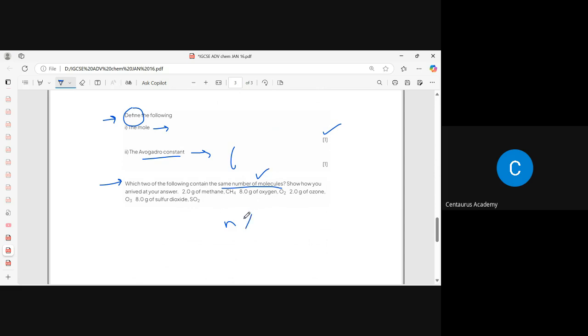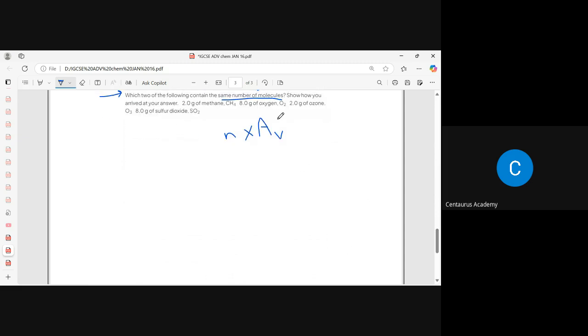This is your first step. Then you have to carry forward and multiply this with the Avogadro's constant, that constant numerical value. Then find out the total number of molecules each of these substances have. And lastly, you have to write a concluding statement that these two substances have a similar number of molecules or particles. And how do we know that? Whenever the number of moles are the same, the number of molecules are also the same. So this is the whole thing which I needed to discuss.